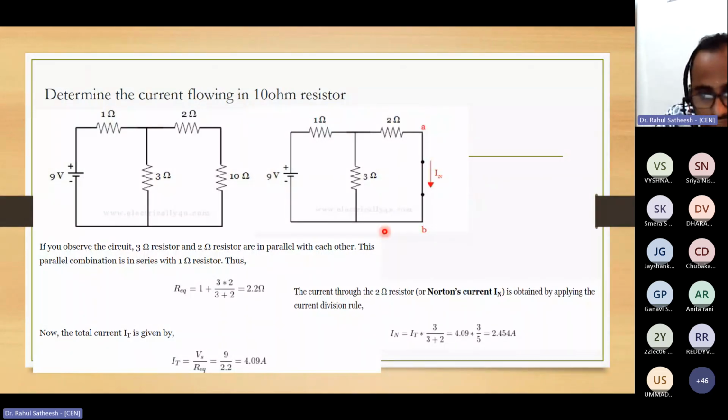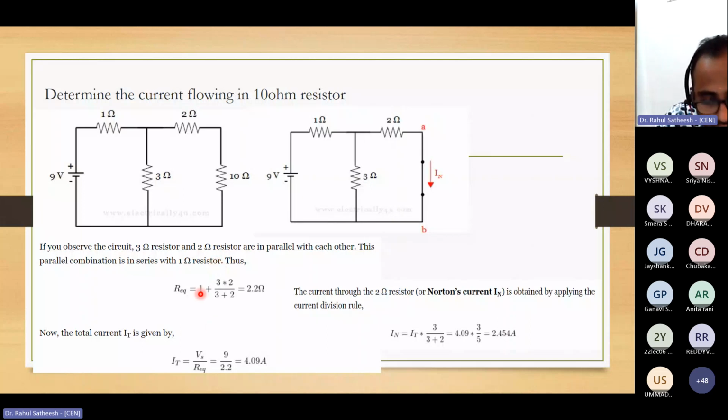Take down this question. Determine the current flowing in the 10 ohm resistor. 9 volt here, 1 ohm resistance is here, 3 ohm resistance is here, 2 ohm is here, and 10 ohm is here. So we need to find out the Norton current and also the Norton resistance. Norton resistance is equivalent to the Thevenin resistance we followed at that time.